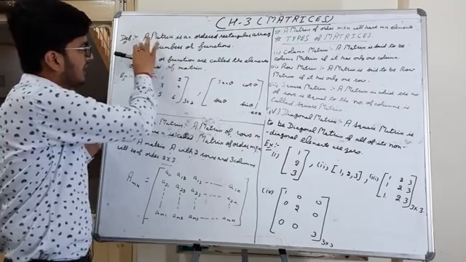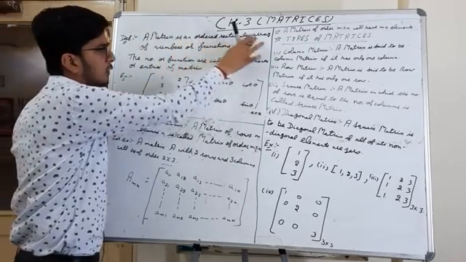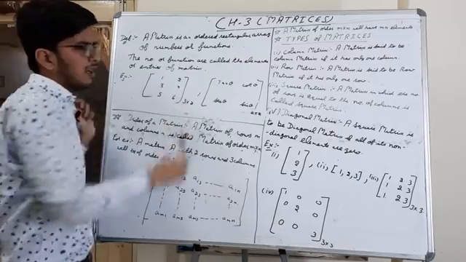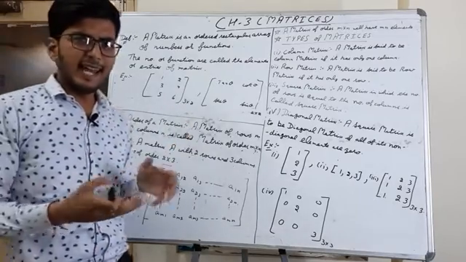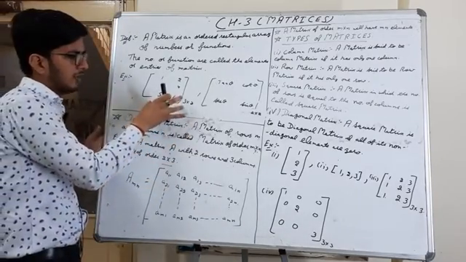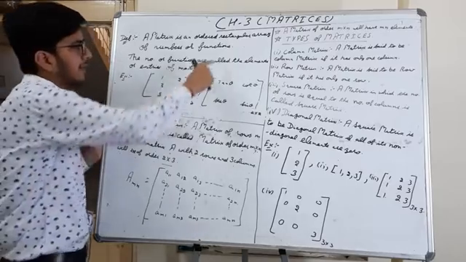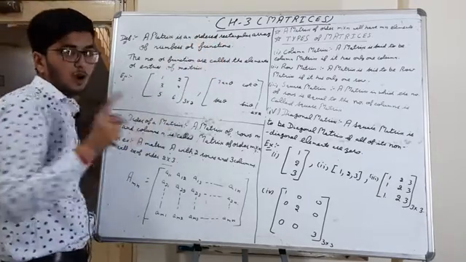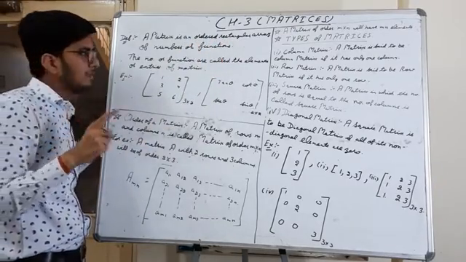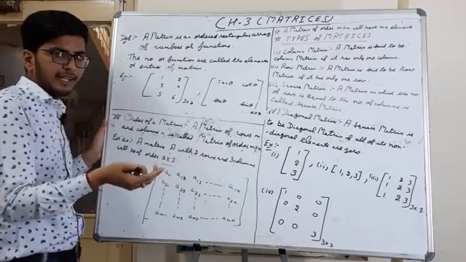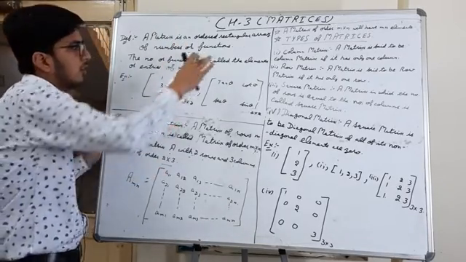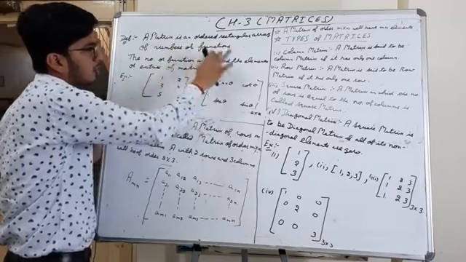First of all, the definition says a matrix is an ordered rectangular array of numbers or functions. What is an array? Array is a combination of words which is taken in a rectangular manner, and it must be ordered, right? It must be ordered. It has some order, right? That is why it is ordered. Ordered rectangular array of numbers or functions.